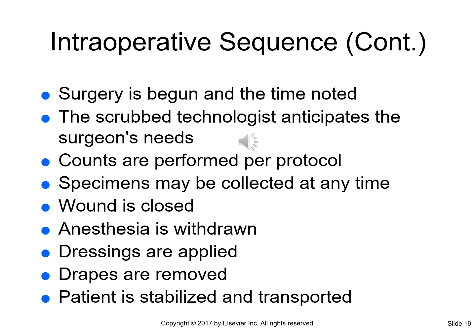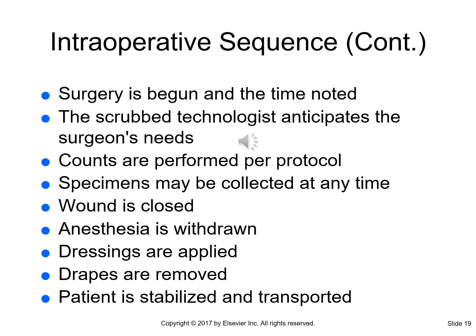Obviously, the intraoperative sequence is as follows. Once we have done the universal timeout, the surgeon will ask for the scalpel, and as they're making incision, that time is noted as the surgery begin time or the start time. During the case, the scribe will anticipate the surgeon's needs, proper equipment and so forth, to give to the surgeon as the case is progressing. And then you're going to perform your counts throughout the case per protocol. Depending on what type of procedure it is, that's going to dictate how many counts you'll perform during the case.